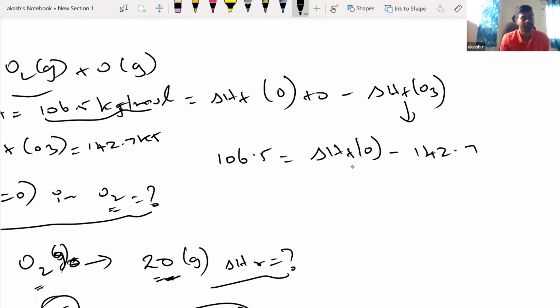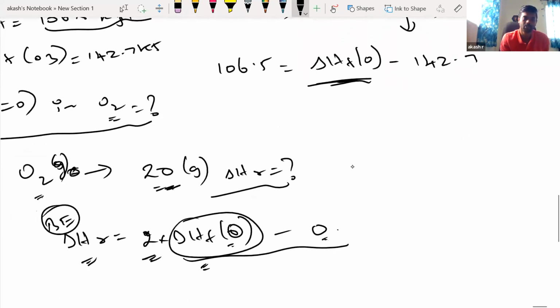142.7. That's it. So now we'll be able to calculate our enthalpy of formation. Now that enthalpy of formation is substituted here, you'll be able to get the bond enthalpy. So like this, you'll be able to solve questions very, very easily. It looks pretty complex, but it is not.